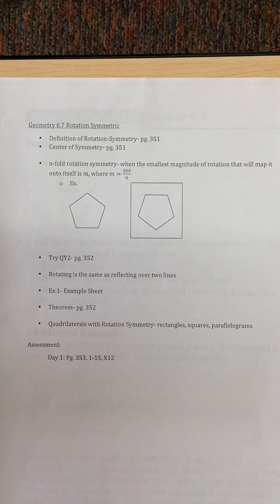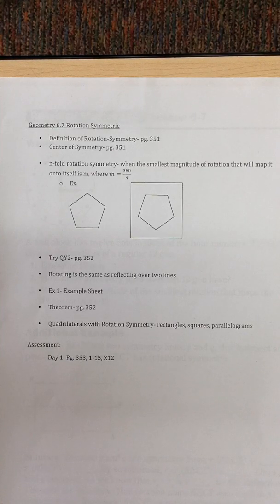So they give some pictures of things that are rotation symmetric in your book. They've got a playing card, a wheel of a ship, and a windmill. All of those things would be rotation symmetric because we could take them and turn them and they would look the same when we turn them.